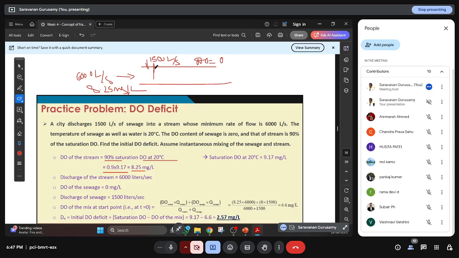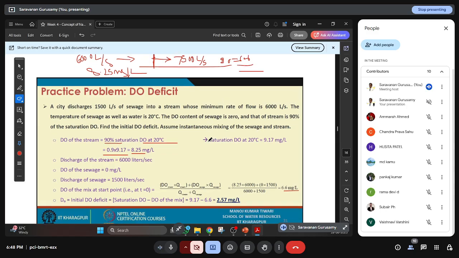So what is the DO at the mix point? Multiply 6000 into 8.25, plus 1500 into 0, divided by the total flow, which will be 7500, right? How much will it be? 6.6. So here 7500 liter will flow, but DO will be 6.6 only, because we have mixed 0 with 8.25. So at this point, the DO will be 6.6.